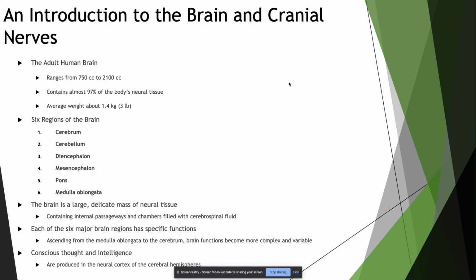So as we've already talked about, the adult human brain contains about 97% of the body's neural tissue. A typical brain weighs about 3 pounds, has a volume of about 1,200 milliliters, and brain size varies considerably among individuals. Like I said in the previous module, brains of males are on average about 10% larger than females, but that's due to differences in body size. And again, no correlation exists between brain size and intelligence. We know that because the smallest brains, which are about 750 milliliters, and the largest brains, which are about 2,100 milliliters, are functionally normal.